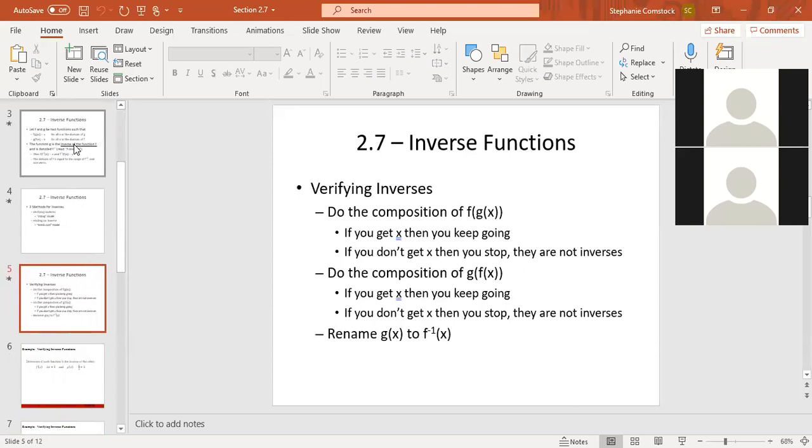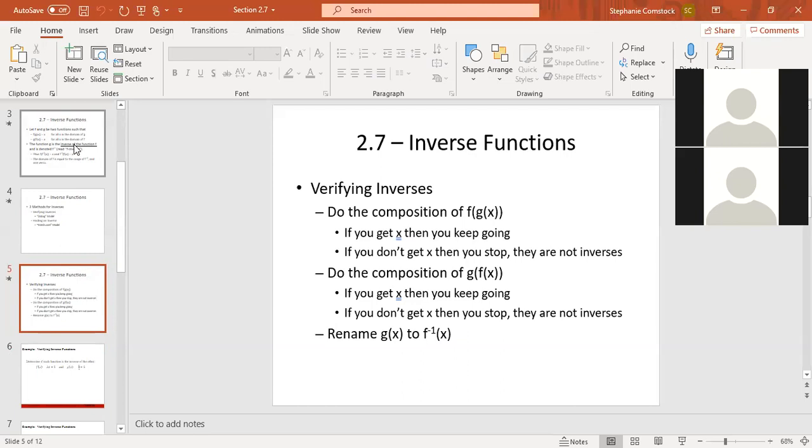So now, looking at verifying inverses. This is the dating method. The first thing you're going to do is f composed with g of x. What you want to have happen is you want to get x. When you get done with the process, it should be x, period. Not 3x, not x squared, not x plus 7, not any of that. It has to be plain x. If that happens, then it's a good first date. We're willing to let them keep going.